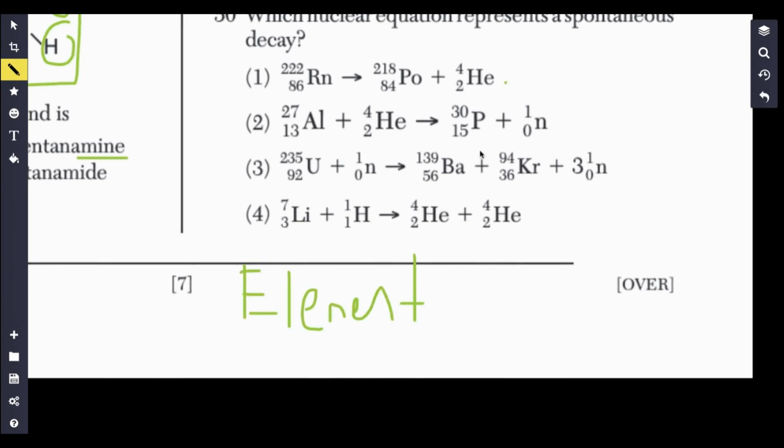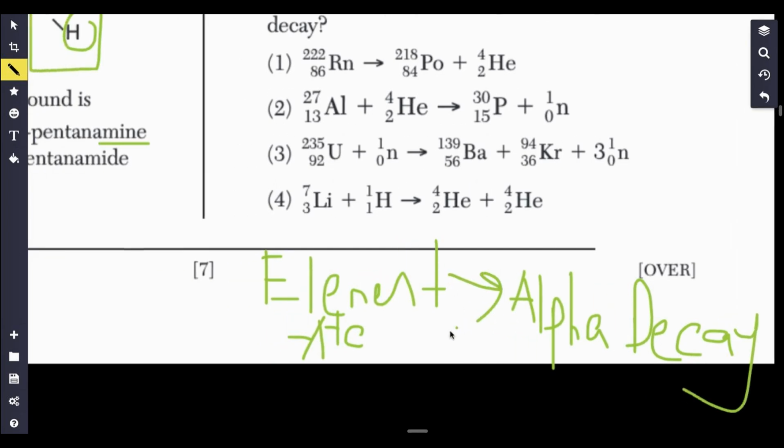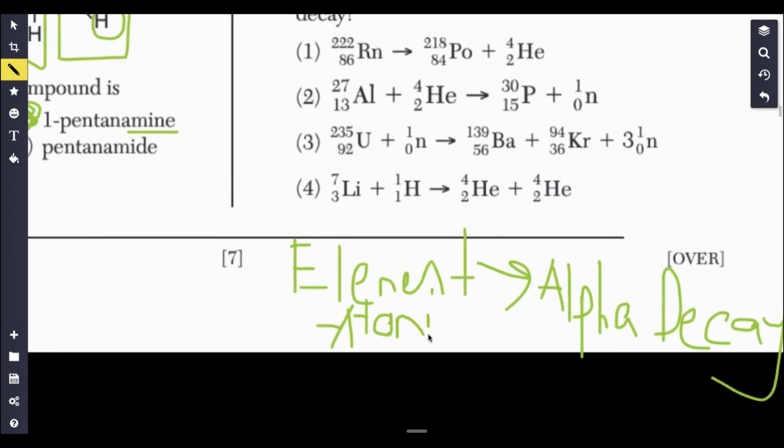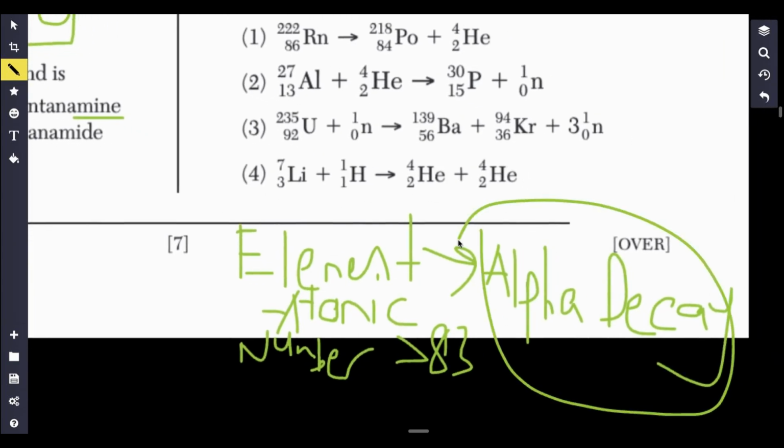that I'm pretty sure have atomic... When elements go through alpha decay, something known as alpha decay, elements go through alpha decay when their atomic number is greater than, what was it? Pretty sure it's 83. So when the element's atomic number is greater than 83, it'll just naturally go through alpha decay because the nucleus is a little too big.